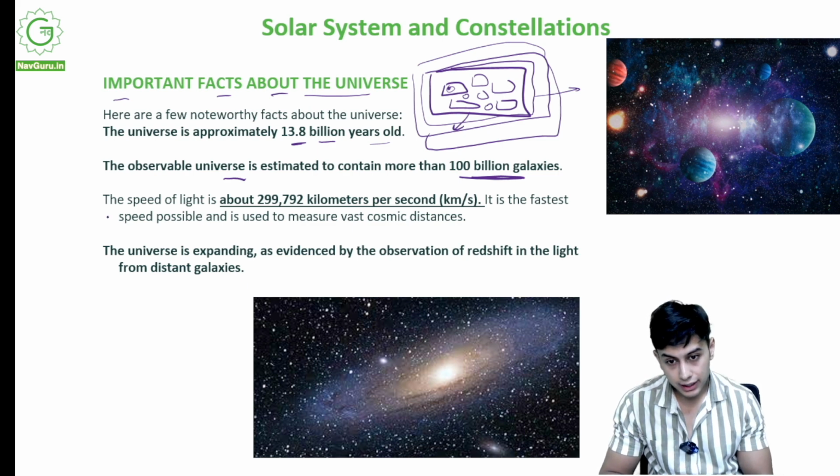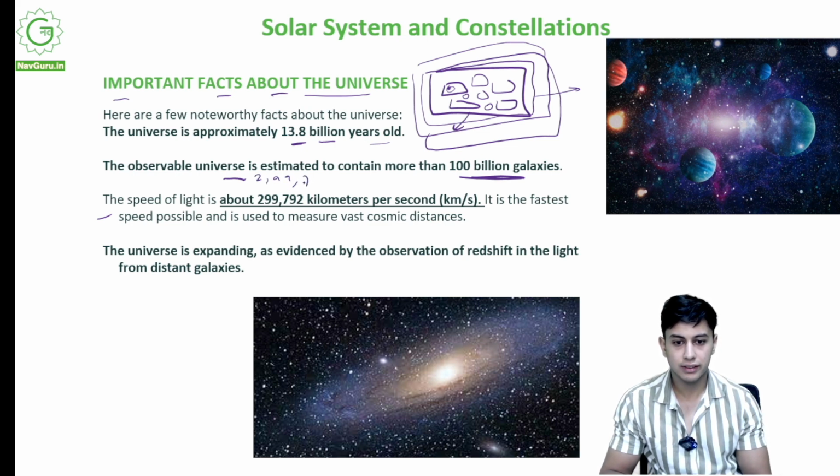The speed of light is about 299,792 kilometers per second. Like this many kilometers it will travel in only 1 second. That is the speed of light.